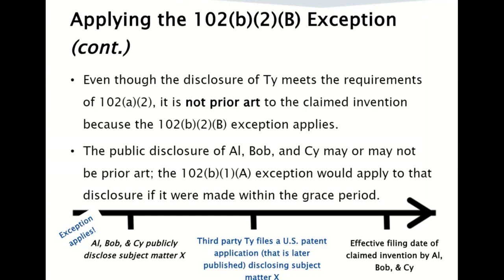Thus, the 102(b)(2)(B) exception exists because Al, Bob, and Cy's previous public disclosure of subject matter X shields their claimed invention from third-party Ty's U.S. patent application disclosure of that subject matter. In other words, the exception under 102(b)(2)(B) applies.